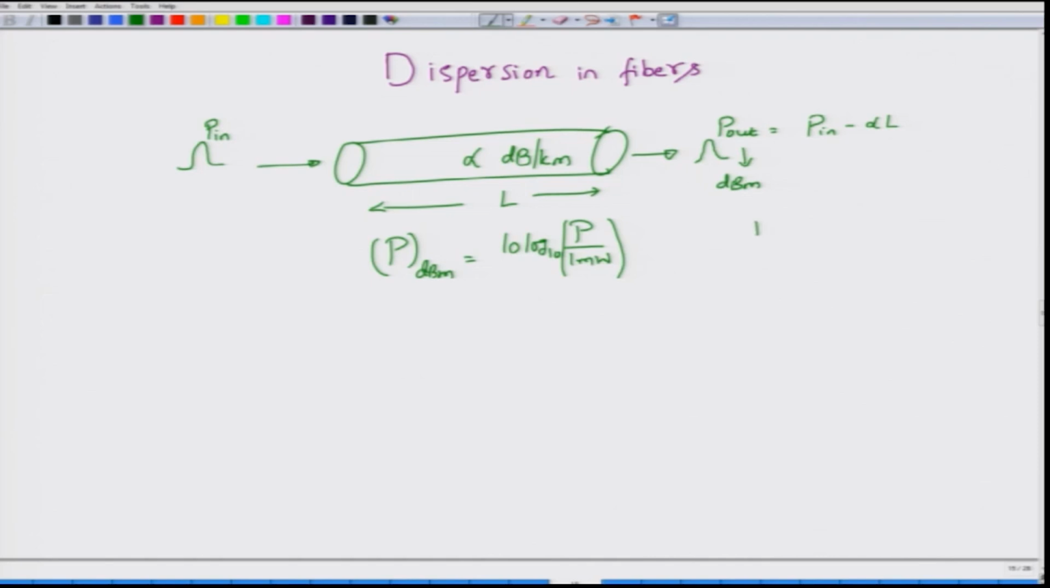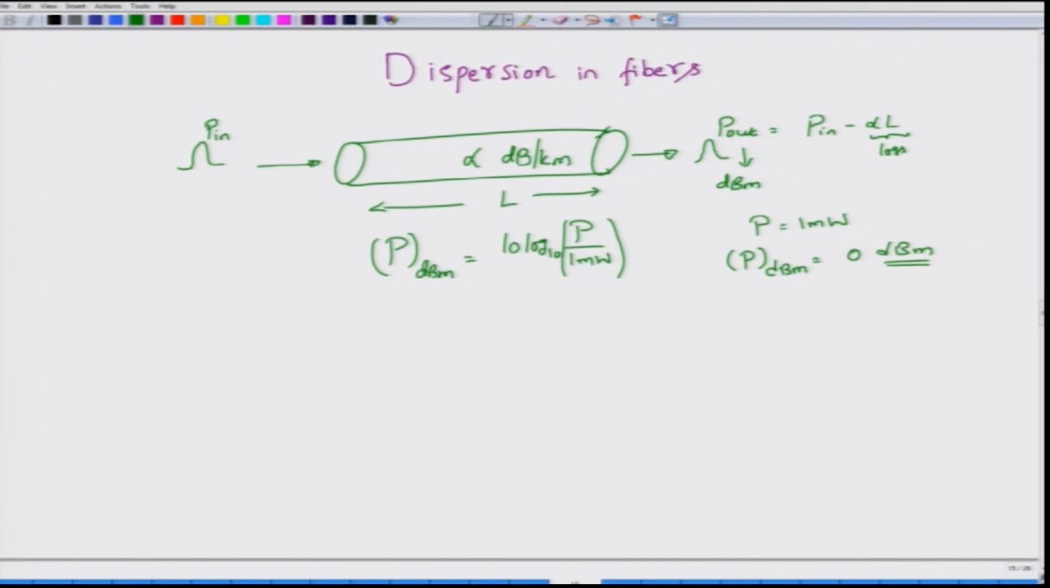For example, if the power happens to be 1 milliwatt, then on the dBm scale the same power will be expressed as 0 dBm. So, please remember this. Since alpha is expressed as dB per kilometer and we have propagated these pulses over a distance of L kilometers, the total loss as the pulse propagates from one end of the fiber to the other is simply the product of alpha, the attenuation or loss coefficient in dB per kilometer, and L, the length in kilometers.